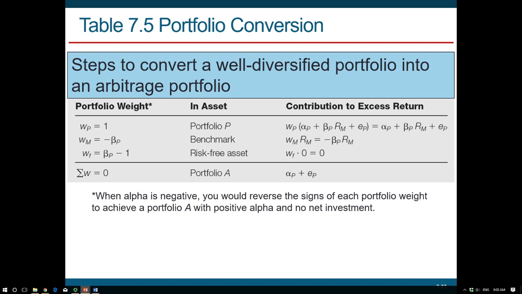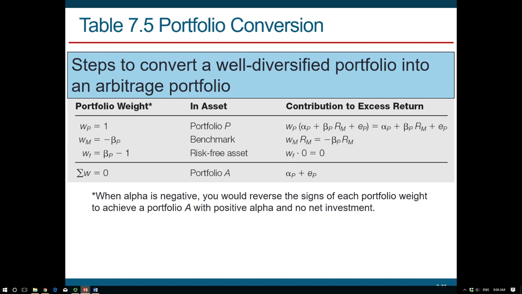Now let's use the arbitrage mechanism to see how this could be the case. The statement here is, for a diversified portfolio, the return should be based on market risk, and the alpha should equal zero. There will be no excess return because it's in equilibrium. And the error term should be equal to zero because it's well diversified. The firm-specific risk should be equal to zero.